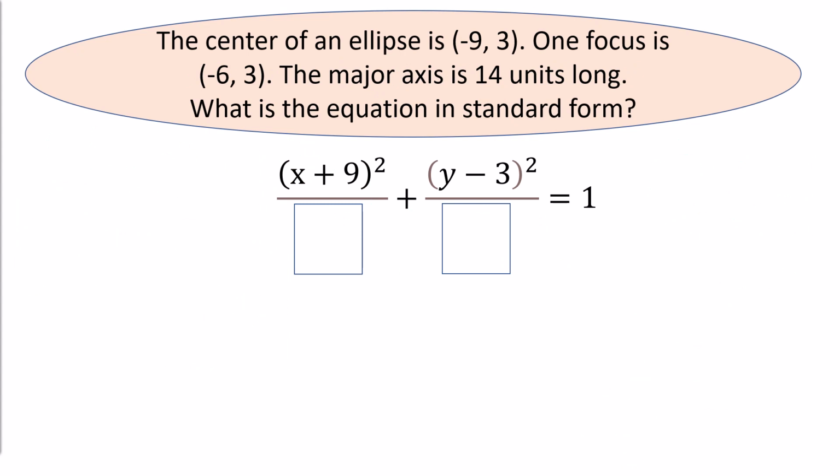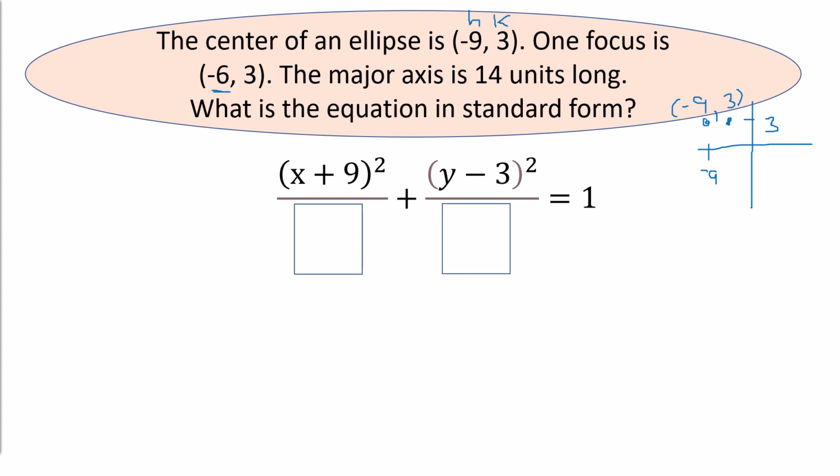Okay, now we have the center of an ellipse. So we have our H and our K. One focus is negative 6, negative 3. So if you do a quick sketch on a number line or a coordinate plane, negative 9 is going to be over here. Negative 9, positive 3, somewhere like this. Not real accurate, but you get the idea. If you're looking at the orientation, and then the other point, negative 6, positive 3 is going to be over here.